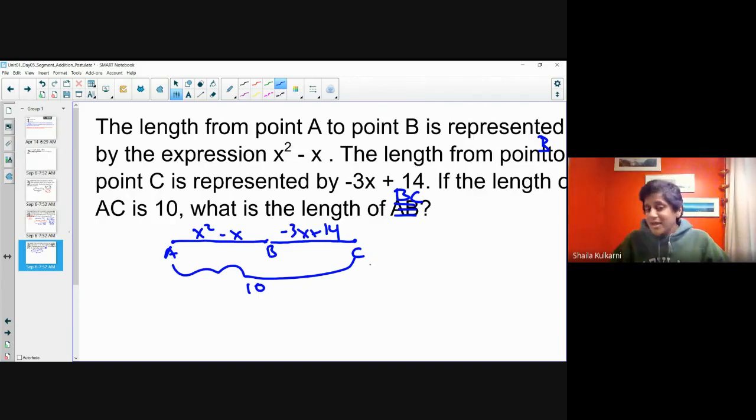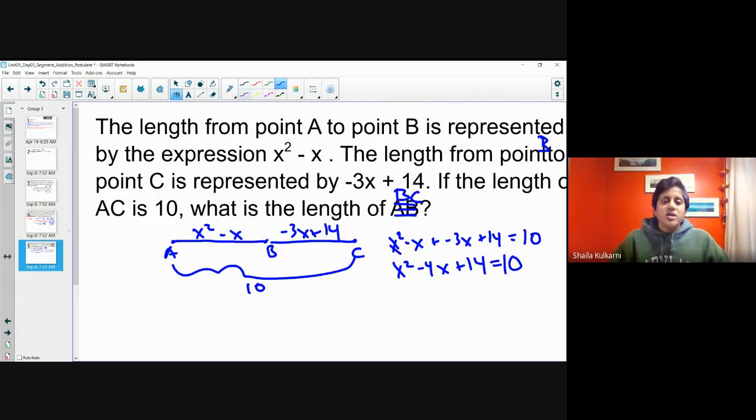So I have my setup. I have a part, a whole. So let's do it. X squared minus x plus negative 3x plus 14 equals 10. Now, we have x squared minus 4x plus 14 equals 10. Oh my goodness gracious, ladies and gentlemen.